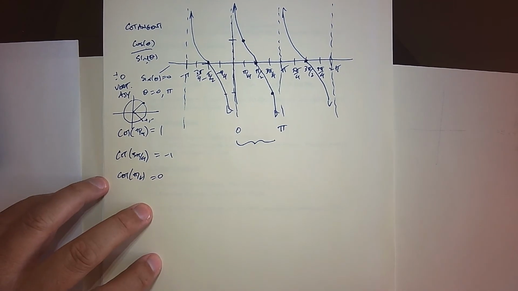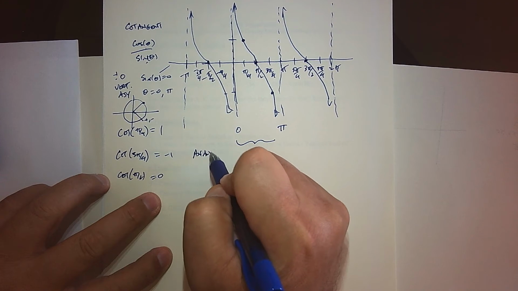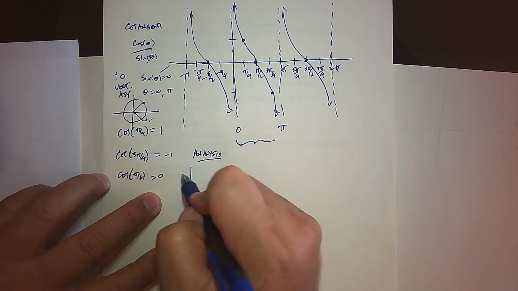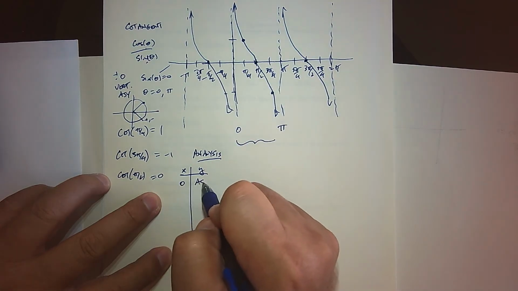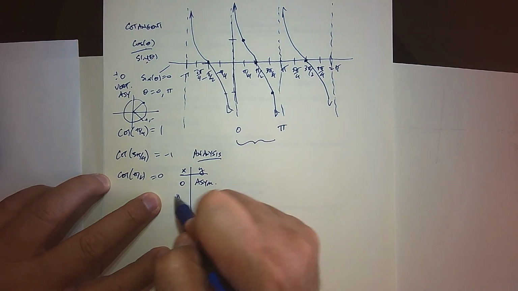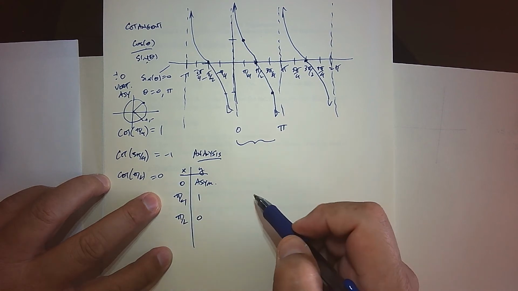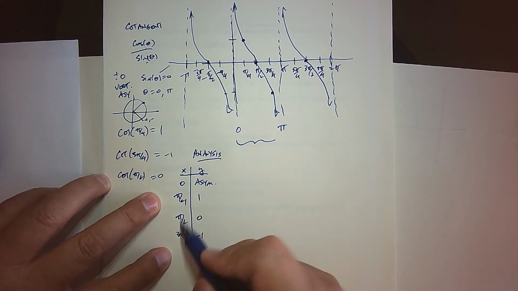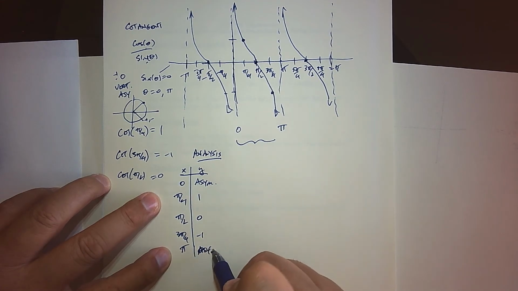So with that in mind, what can we say about this? What are some analysis we can do with this? Well, first of all, we can get ready to do the point plotting that occurs. The major points are this: at 0 we have an asymptote. At pi over 4 we're equal to 1. At pi over 2 we're equal to 0. At 3 pi over 4 we're equal to negative 1. And at pi we have an asymptote.